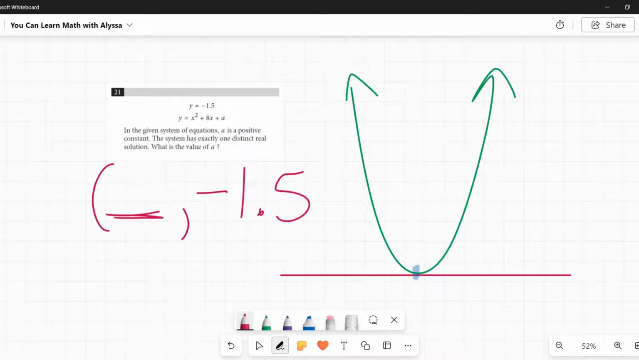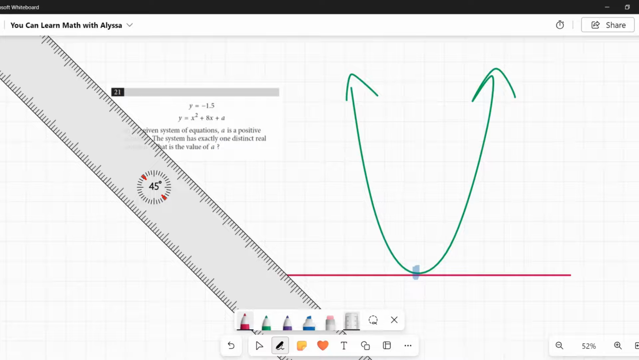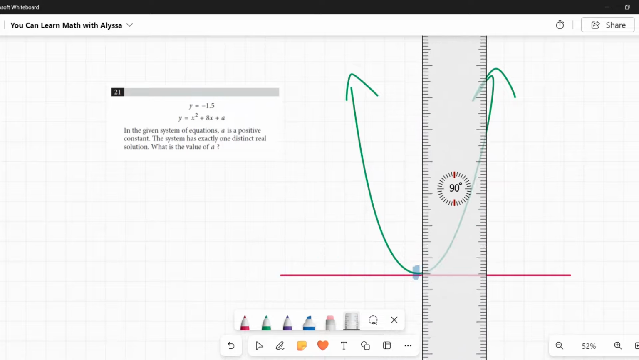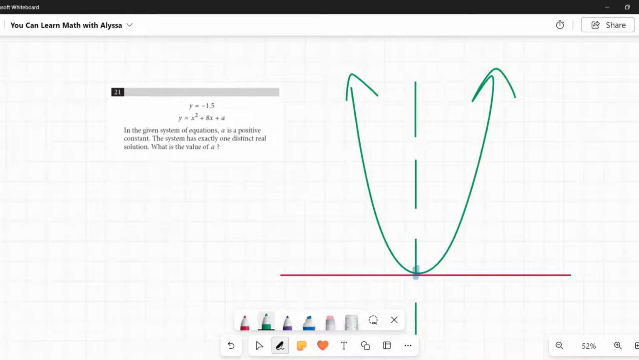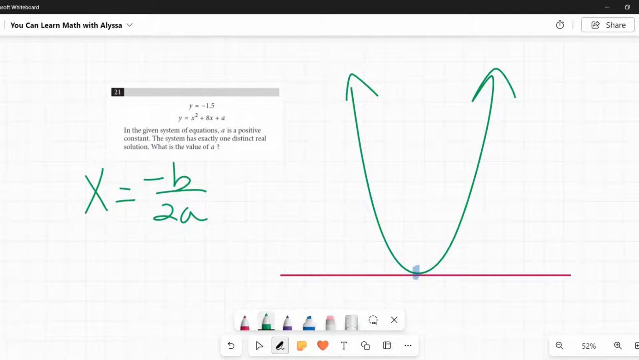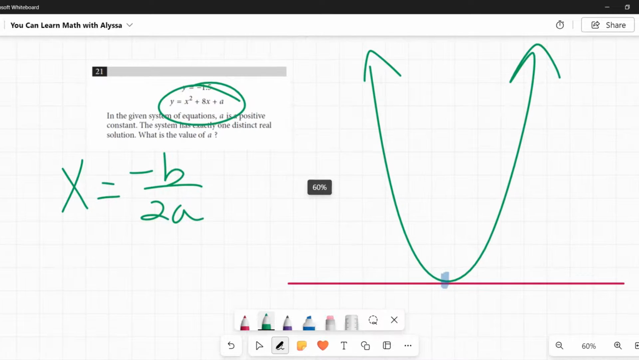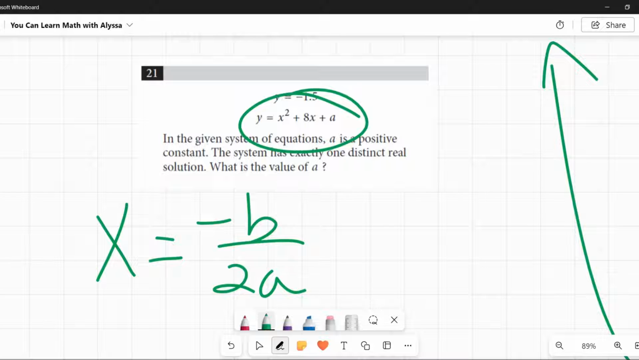Now, the axis of symmetry is a line that goes right down the middle of a parabola, and that divides it into two symmetrical parts. It always goes through the vertex. That's why it's so important for finding the vertex. The formula for this is x equals negative b over 2a. Now, that's really helpful here because that a and that b, I'm going to zoom in really close so you can see this.